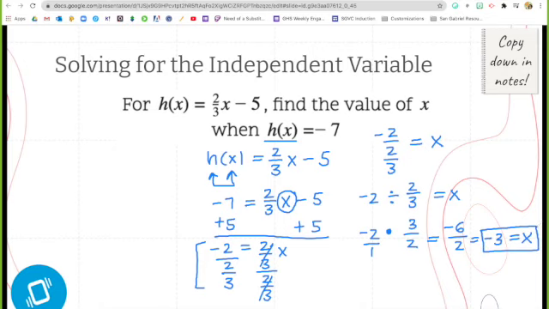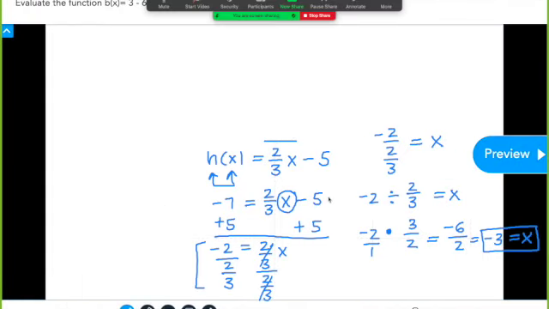Alright, so let's try it out. Let me clear my screen. Okay, so over here it says evaluate the function b of x equals 3 minus 6x when x is equal to negative 2. So I'll give you a few seconds to do this.